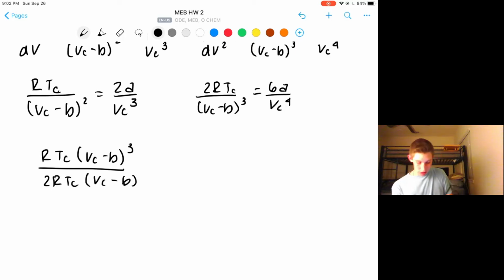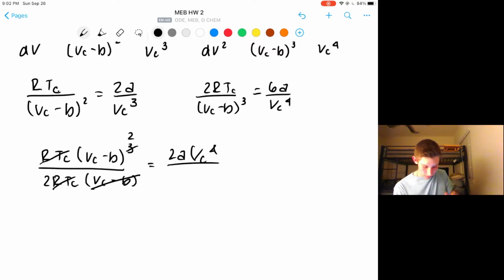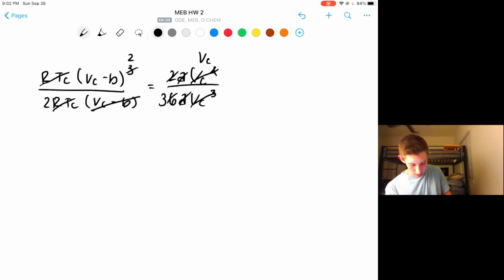So we already see some cancellations here. And then same with the other side, so we're going to multiply this by the reciprocal of this. So we have 2A times VC to the fourth over 6A times the critical volume cubed. So notice we have our A parameter cancel out. So we have this. I'll simplify it a little more so it's not too messy.